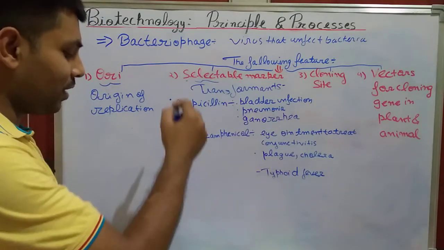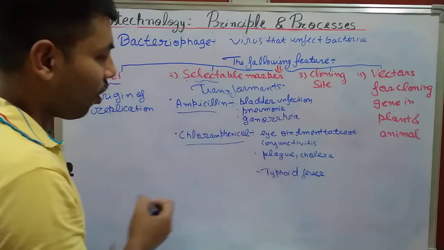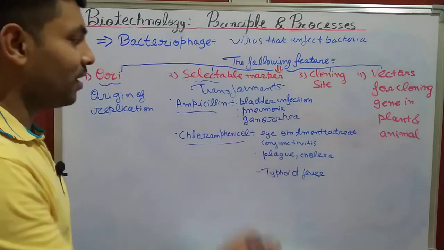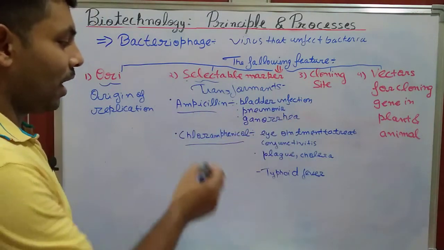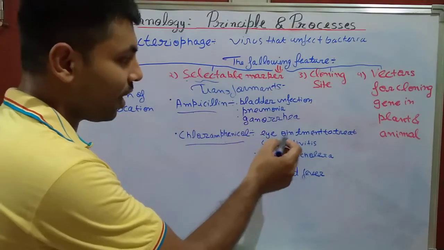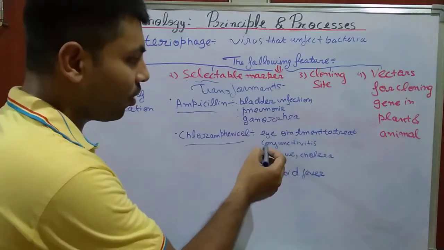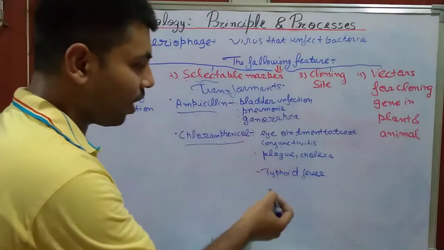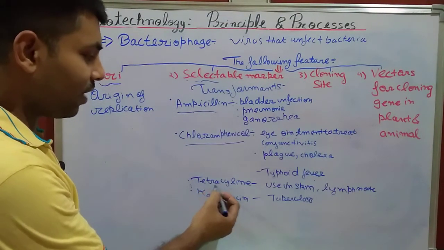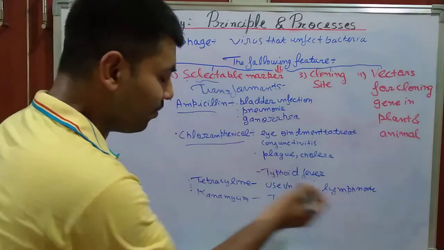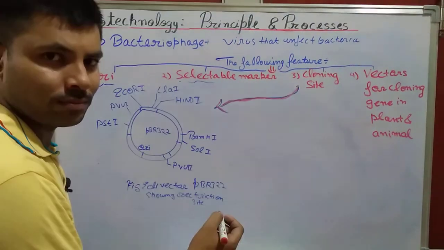Now see, there are some antibiotics such as ampicillin and chloramphenicol, which have basic roles. Ampicillin is used to treat bladder infection, pneumonia, and gonorrhea, and chloramphenicol is used in eye ointment to treat conjunctivitis, and also plague, cholera or typhoid fever. It is now clear. Now see tetracycline. It is used for skin and lymph nodes. Fourth one is kanamycin. It is used basically for tuberculosis.